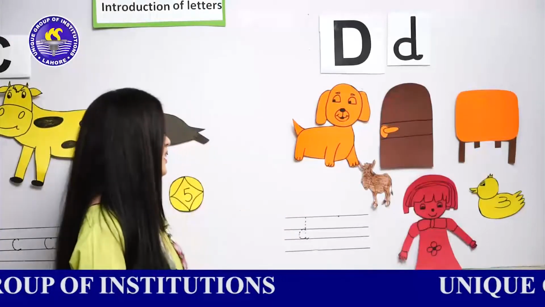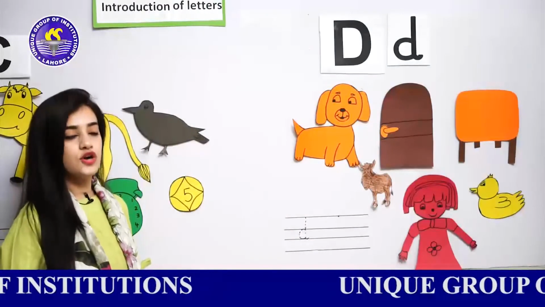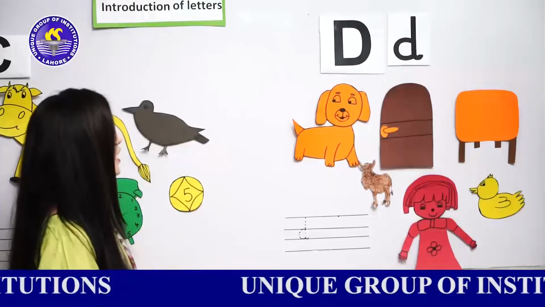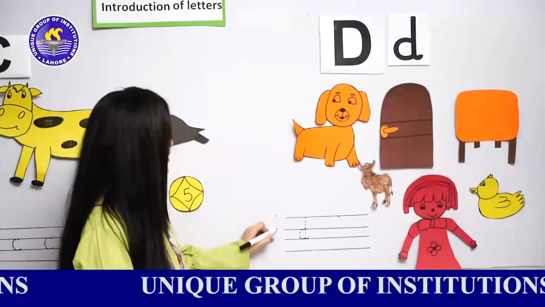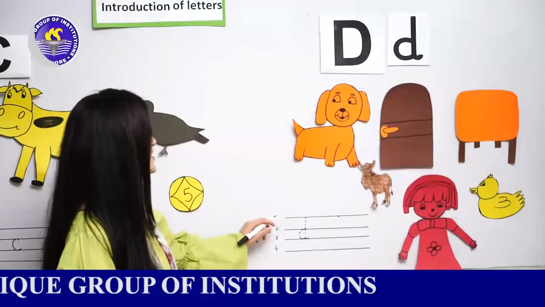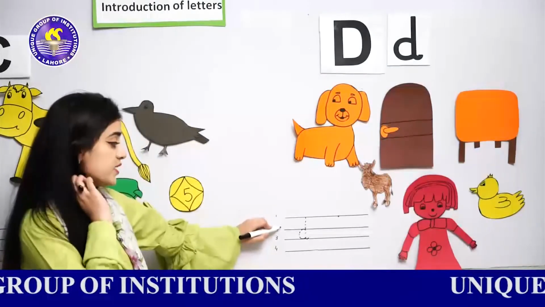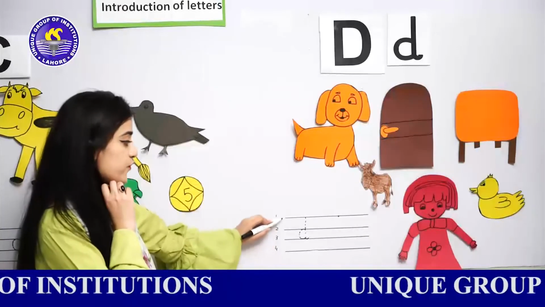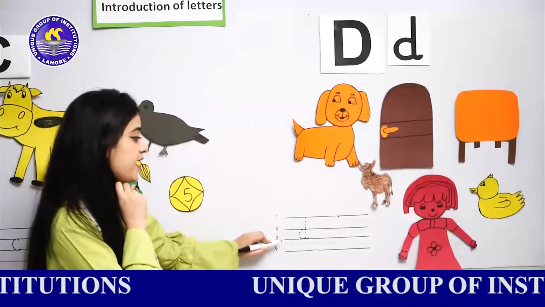Now I'm going to tell you how to write small d on dots. There are four lines on your book. 1, 2, 3, and 4. Small d is in the first three lines of your book. First three lines. 1, 2, and 3.